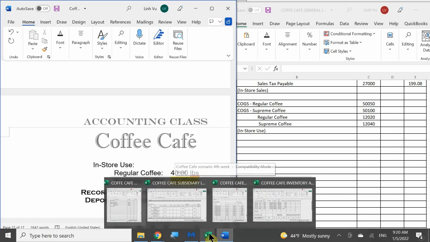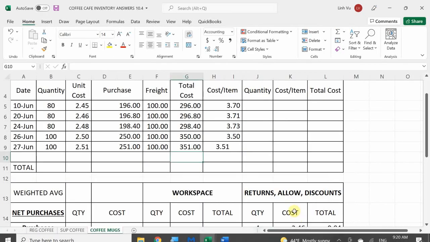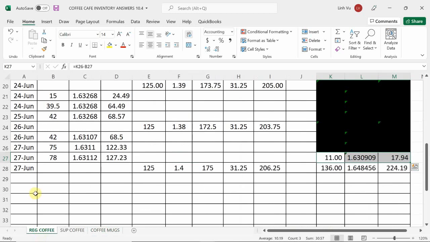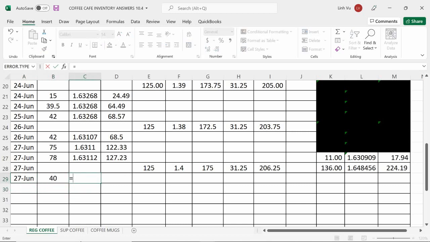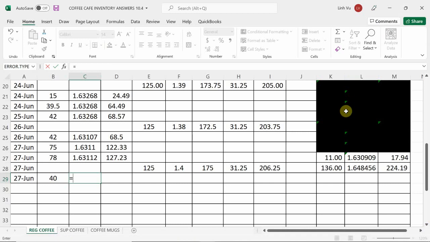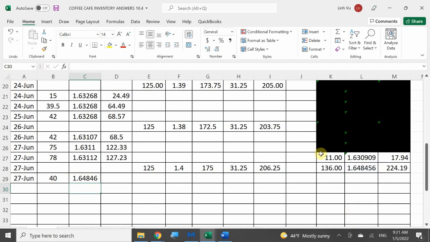So inventory worksheet, 40 pounds of regular coffee and 40 pounds of supreme coffee. Regular coffee, 627 for 40 pounds. Okay. 40 pounds at $1.64. I thought I covered this.